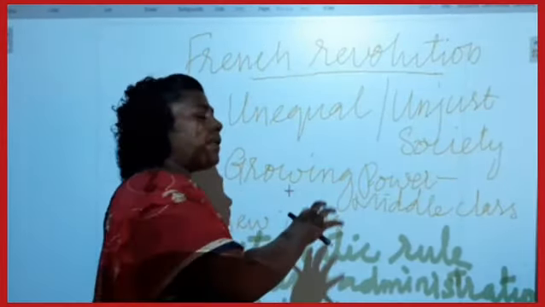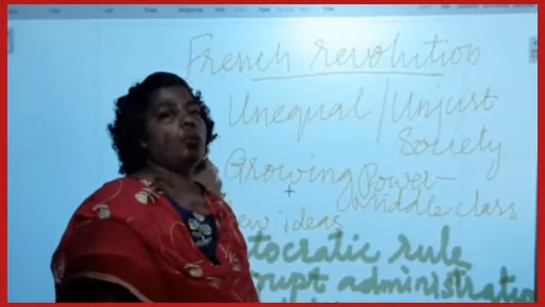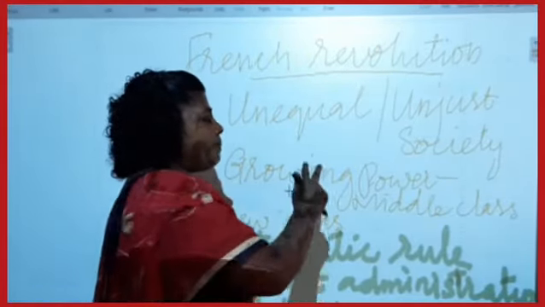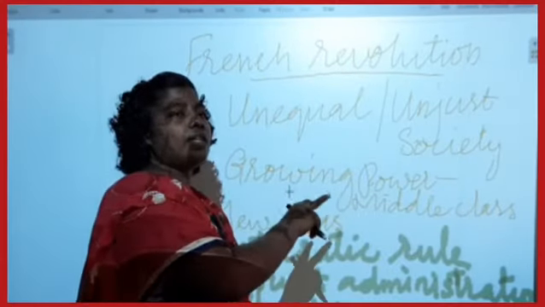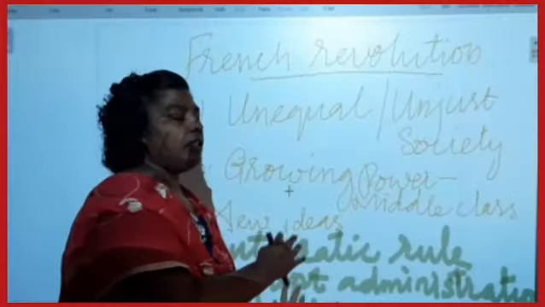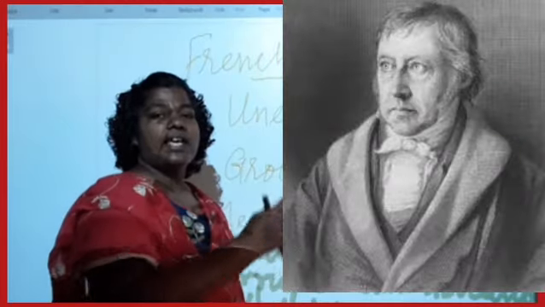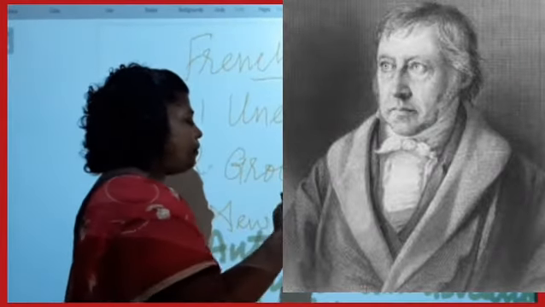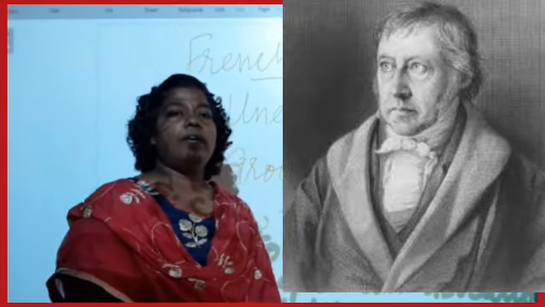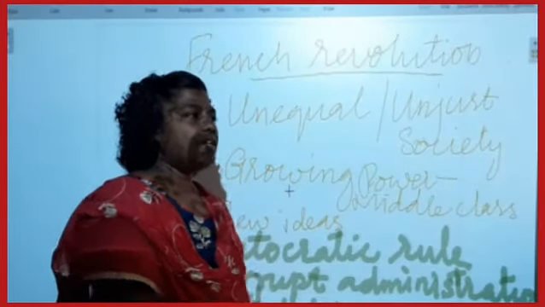Now, the growing power: economically they grew well. The middle class people grew well economically. But privileges and other things were not given by the government. The people were suppressed by the government. This was another reason for the middle class people to rise against the rule in France. And the third reason is the revolutionary ideas of political philosophers like Voltaire, Montesquieu and Rousseau.